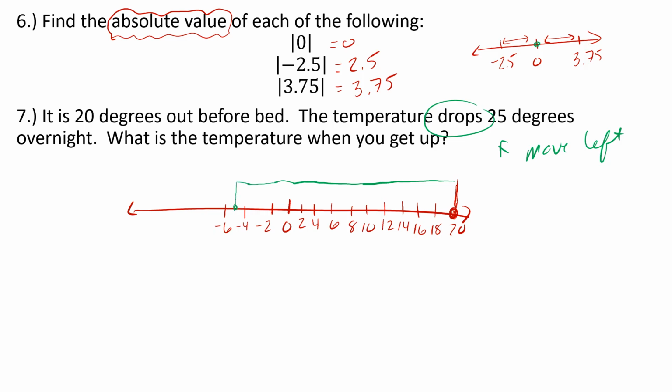And that is going to put us, so this is our drop 25 degrees. And where does that put us? That put us at -5 degrees. So it puts us right there. And again, this really leads into what we're going to do with our positive and negative numbers, and being able to picture that on the number line is immensely helpful.